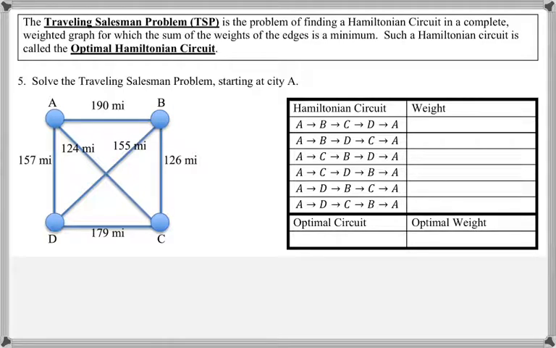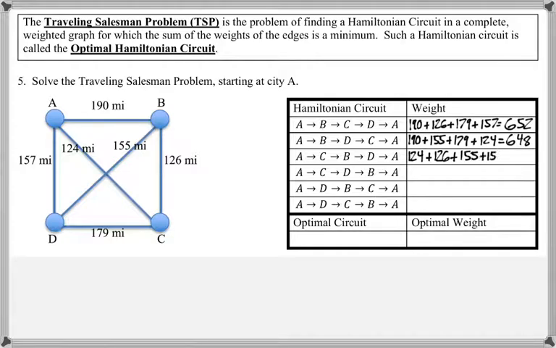So the first route would be 190 plus 126 plus 179 plus 157. So that is a total of 652 miles. The second route would be 190 plus 155 plus 179 plus 124, which is 648 miles.